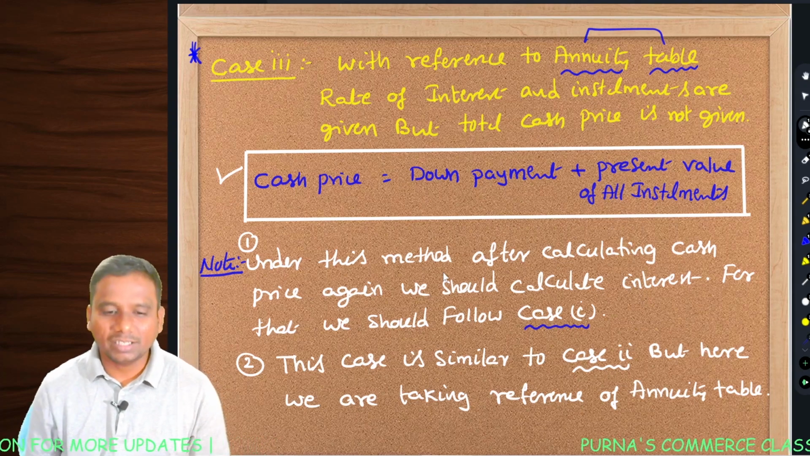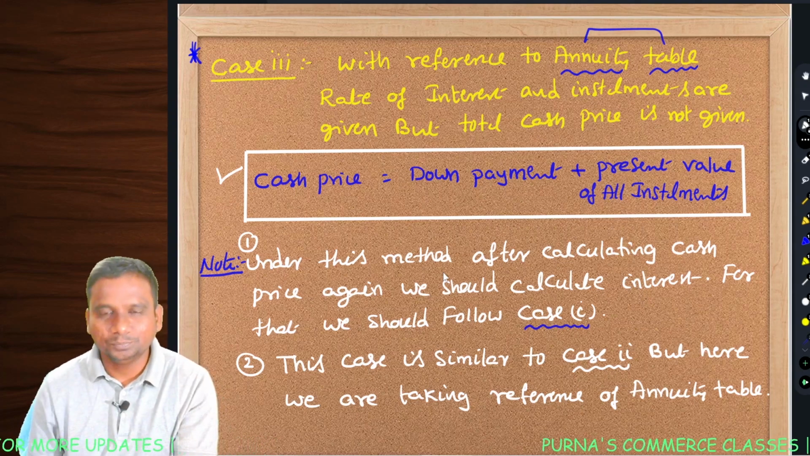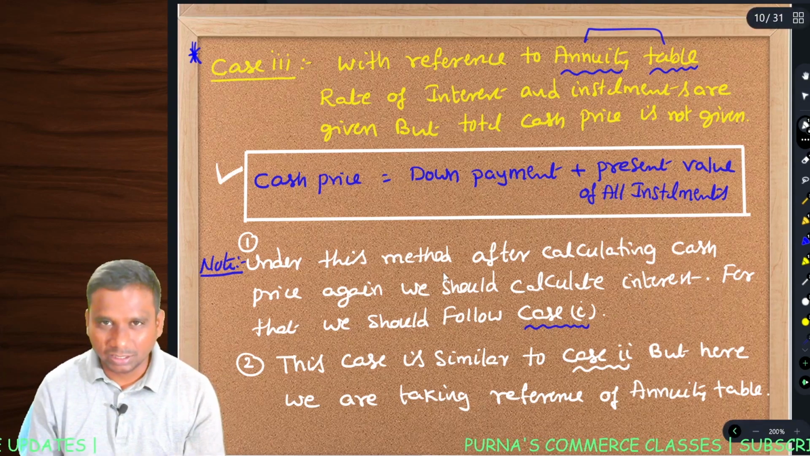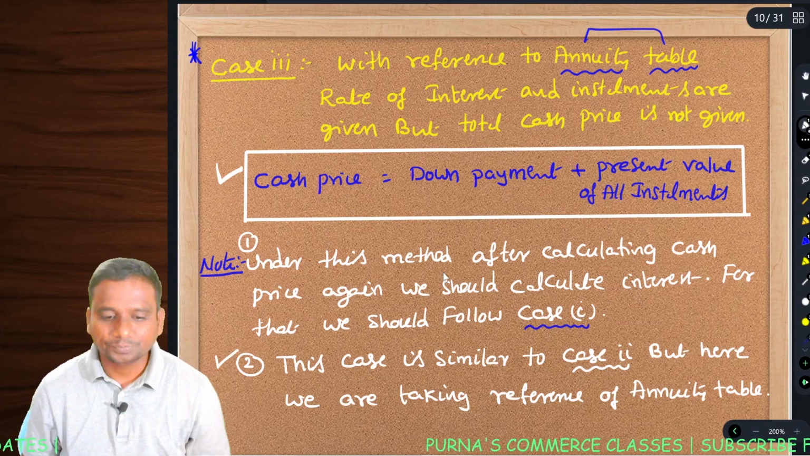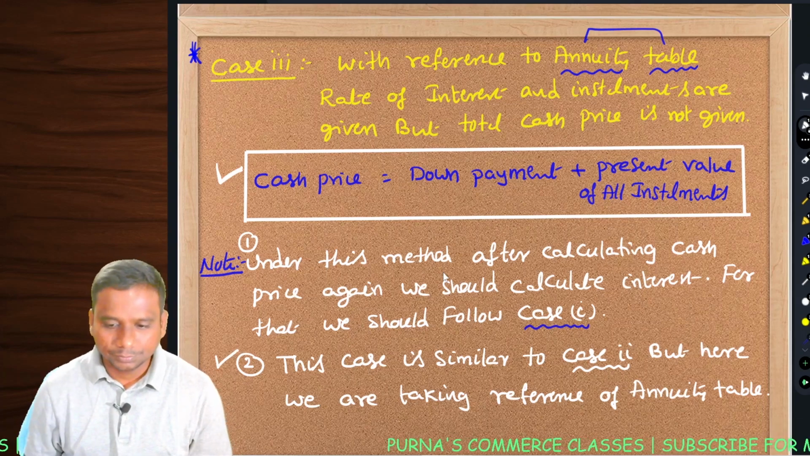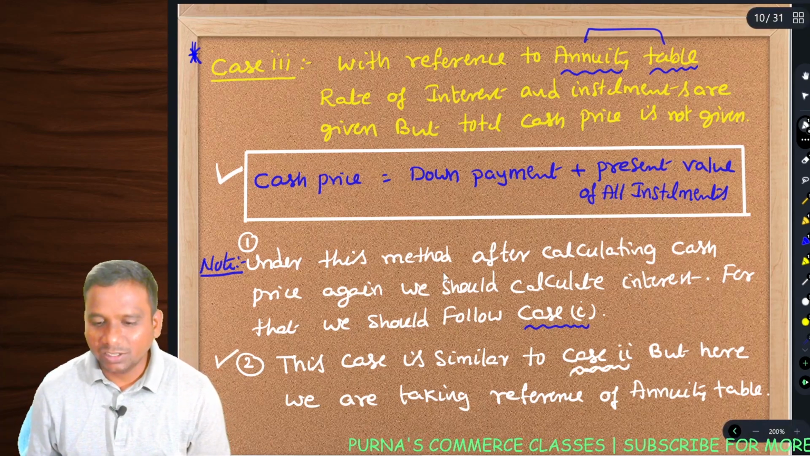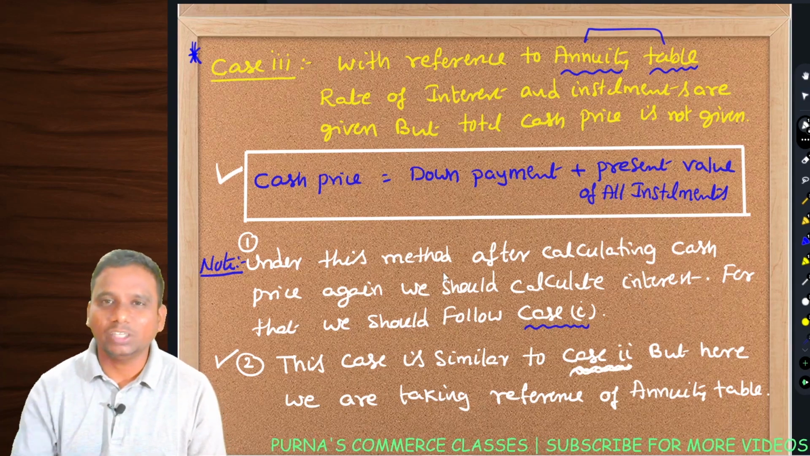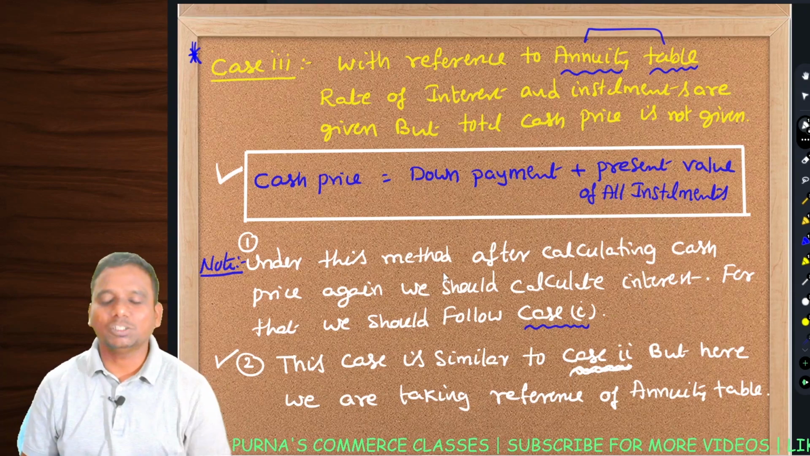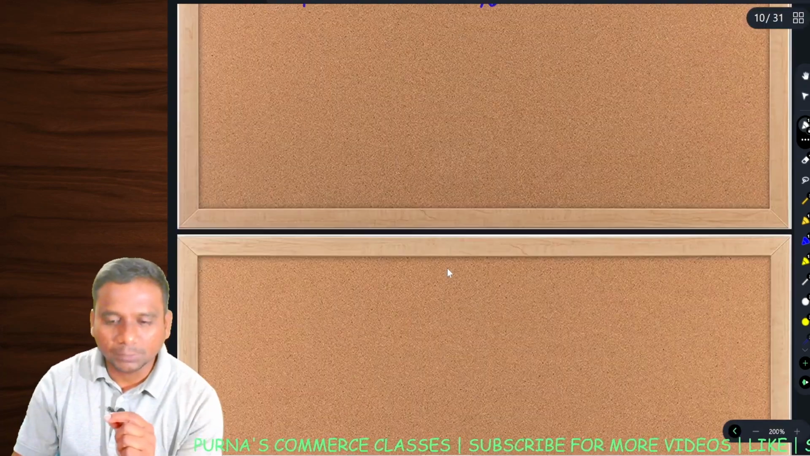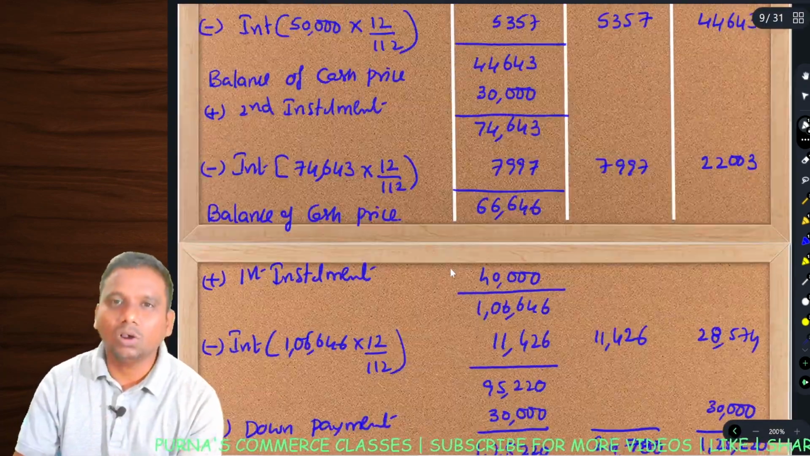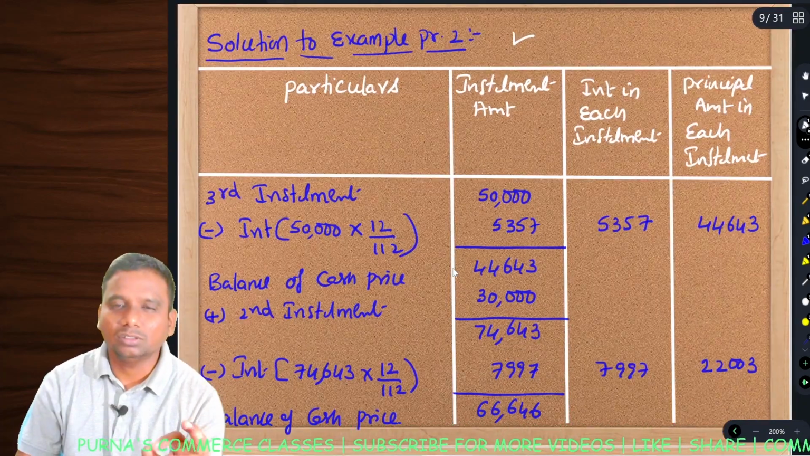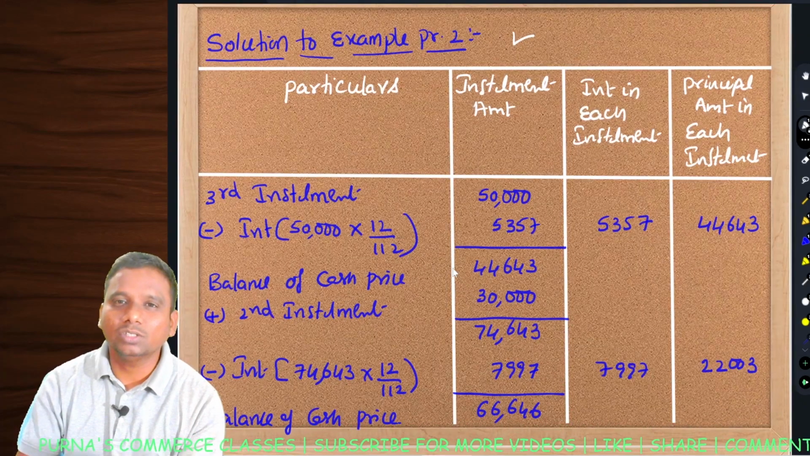If you calculate cash price under this method, I repeat, if you calculate cash price under this method, again you should follow case 2 to calculate what? Interest. Here two factors we need. One is interest, another one is cash price. If you follow this one, this is called without annuity table. Our example 2 is without annuity table.